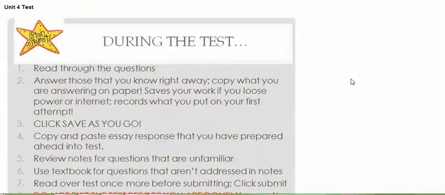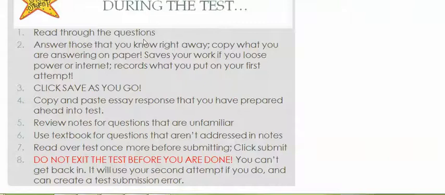In Unit 4 test, you will find the test underneath your Unit 4 tab in the course. During the test, make sure you read through the questions fully, answer those that you know right away, and copy what you are answering on paper. This makes sure that you save your work, and if you lose power or internet, you won't have to start over when you go into your second attempt.